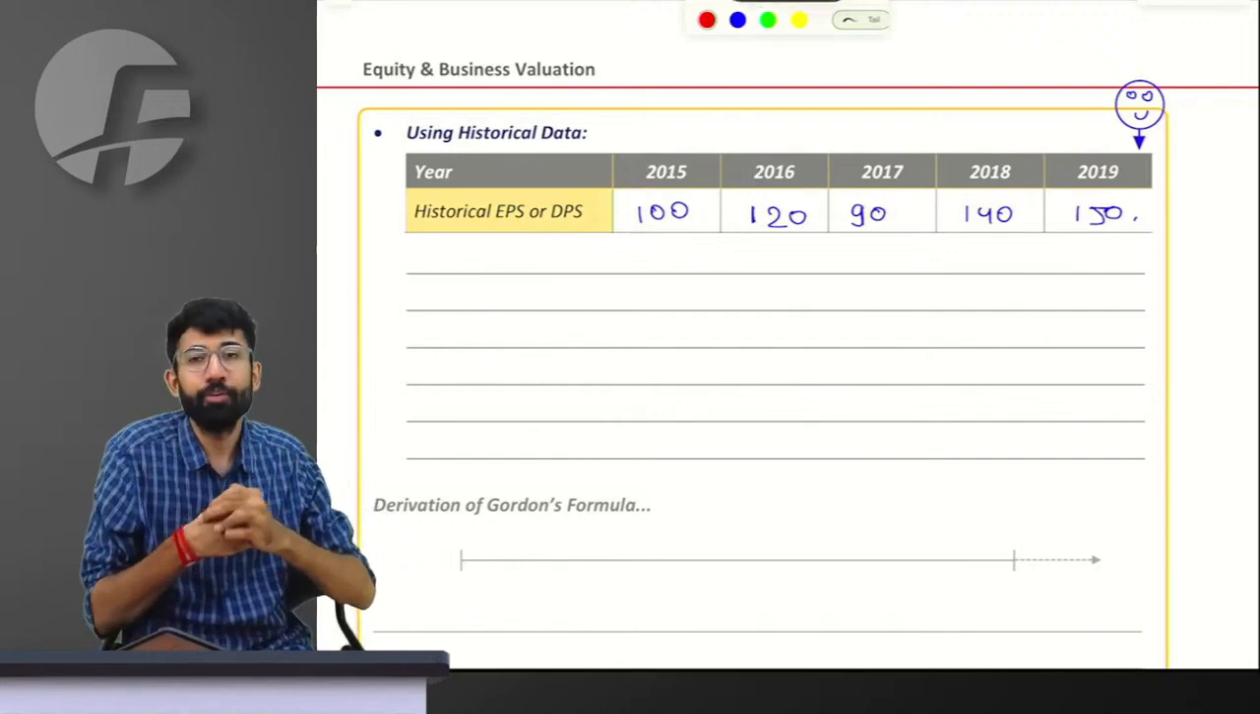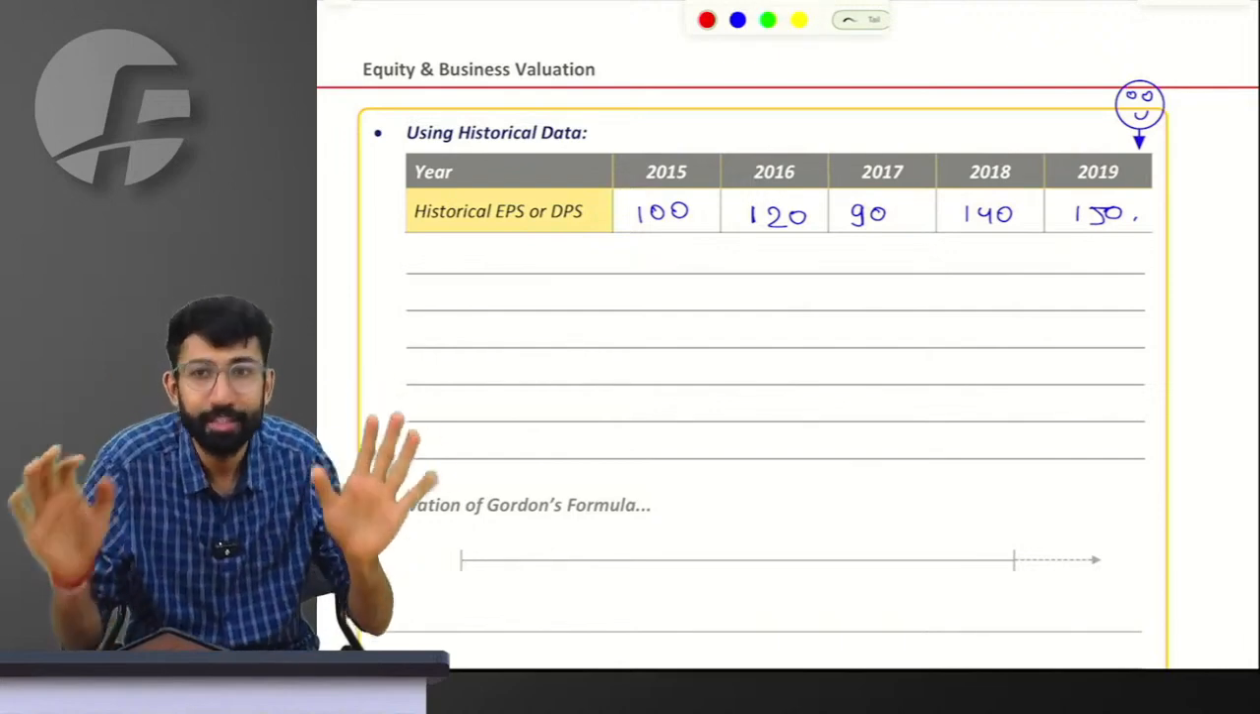Could I please explain to you all? Sahil, please confirm, could I explain why this method is invalid?